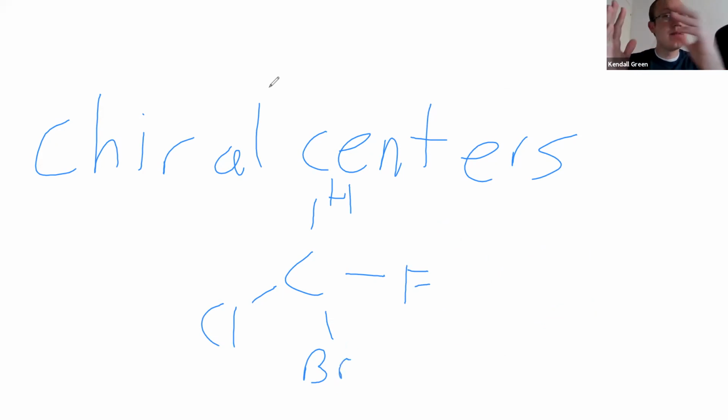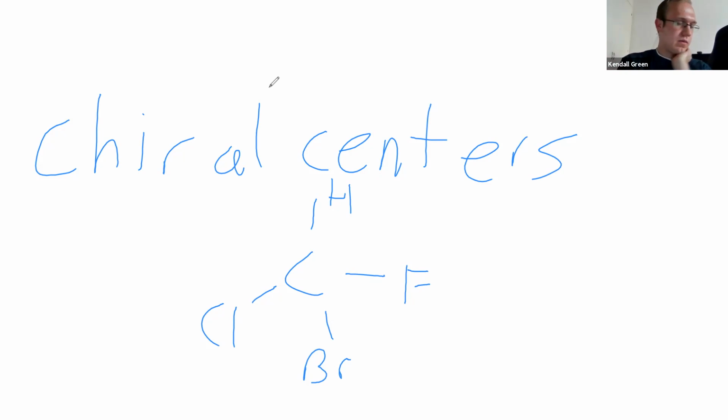And going back to the simple example, I had the chlorine, bromine, the fluorine, and the hydrogen atom. They were all different, so that is a chiral molecule. And the important thing to notice is that how the chiral centers have been changed can help you understand what a molecule is.